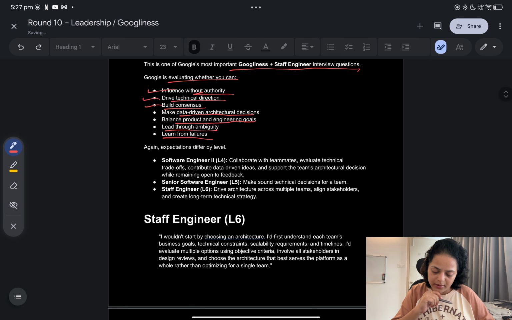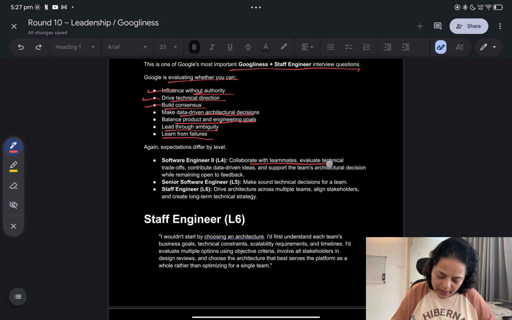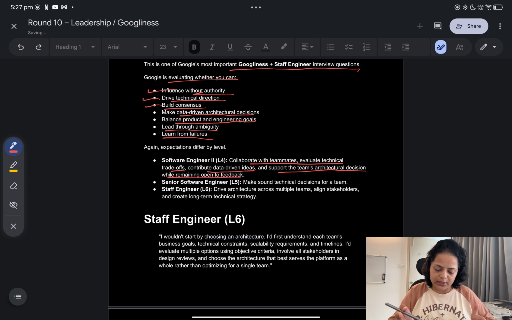Again, expectations differ by level. So for L4, what is he expected to say? Collaborate with teammates, evaluate technical trade-offs, contribute data-driven ideas, and support the team's architectural decision while remaining open to feedback. So this is expected from L4. Now what is expected from L5? Make sound technical decisions for a team. So sound technical decisions he has to take.